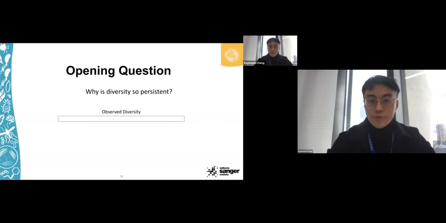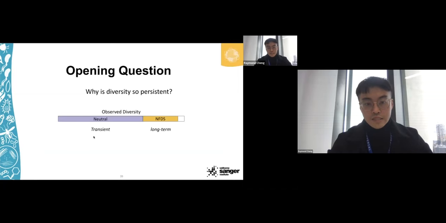So back to the opening question, why is diversity so persistent? If we think that this is the whole amount of observed diversity, there's a big chunk that is explained by the neutral model, the randomness throughout time. But this diversity is transient, and there is another force, maintained by NFDS, that actually maintains the long-term observed diversity.